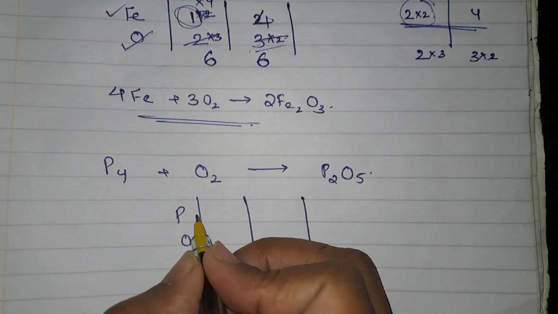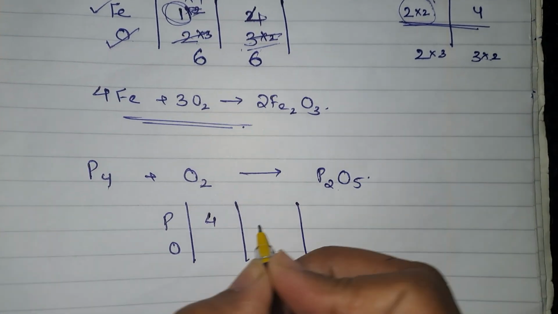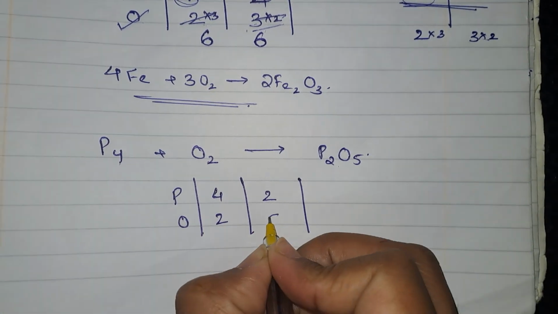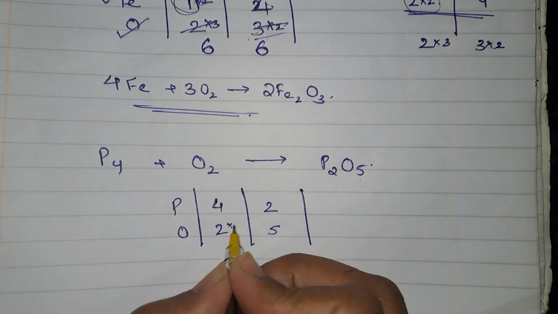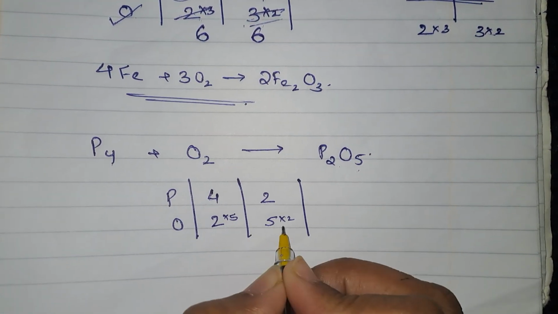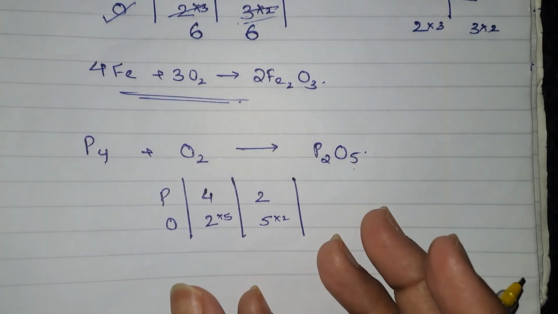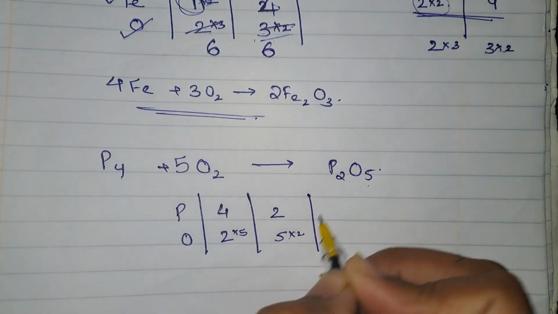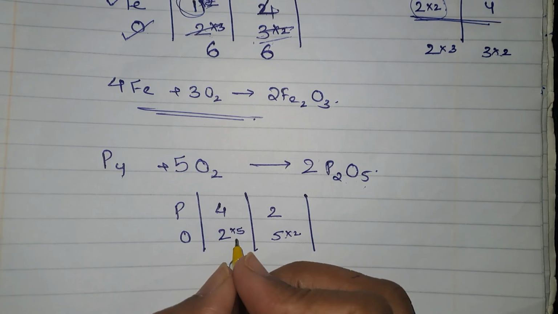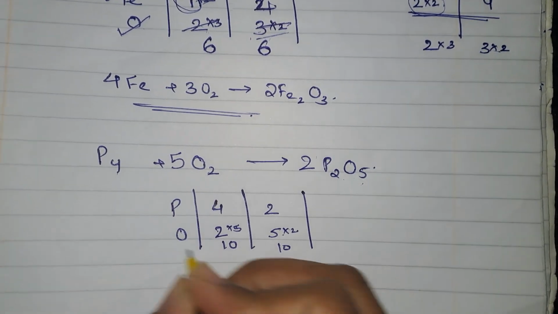Okay, so 4 on this side, 2 on this side, 2 on the side, 5 on the side. Now to start with oxygen, I need to multiply 5 on this side and 2 on this side, because these two are prime numbers and nothing can be done beyond this. So I'm going to put a 5 here and I'm going to put a 2 on this side. Okay, my oxygen is balanced. 10 and 10, oxygen is balanced.